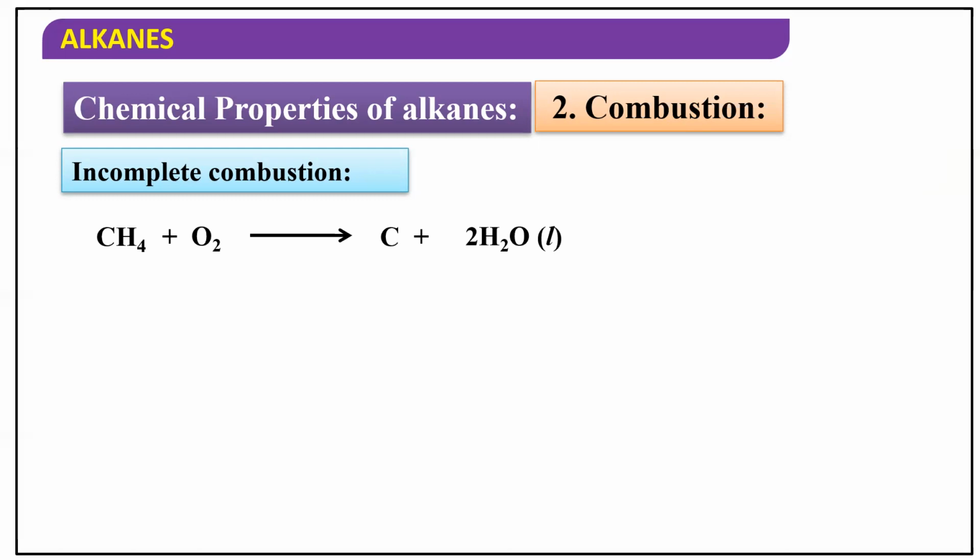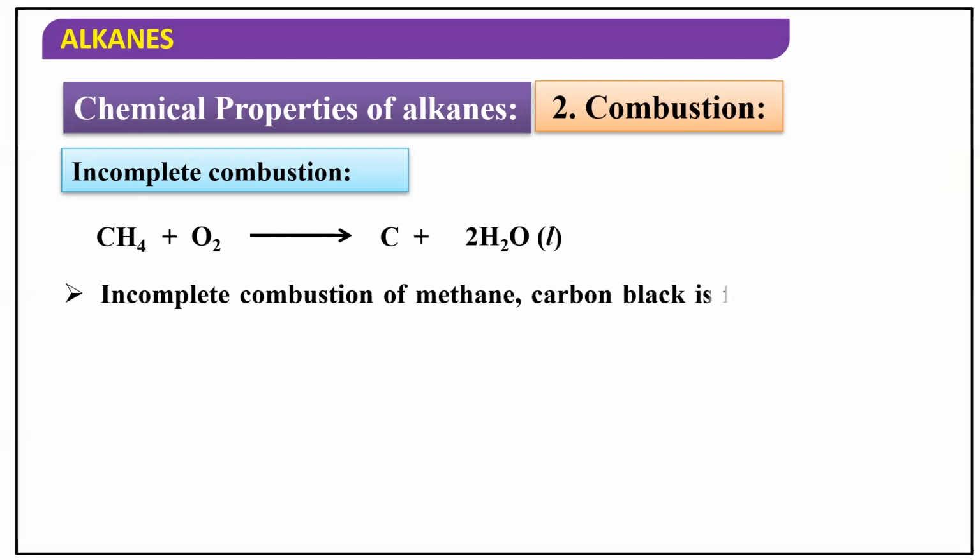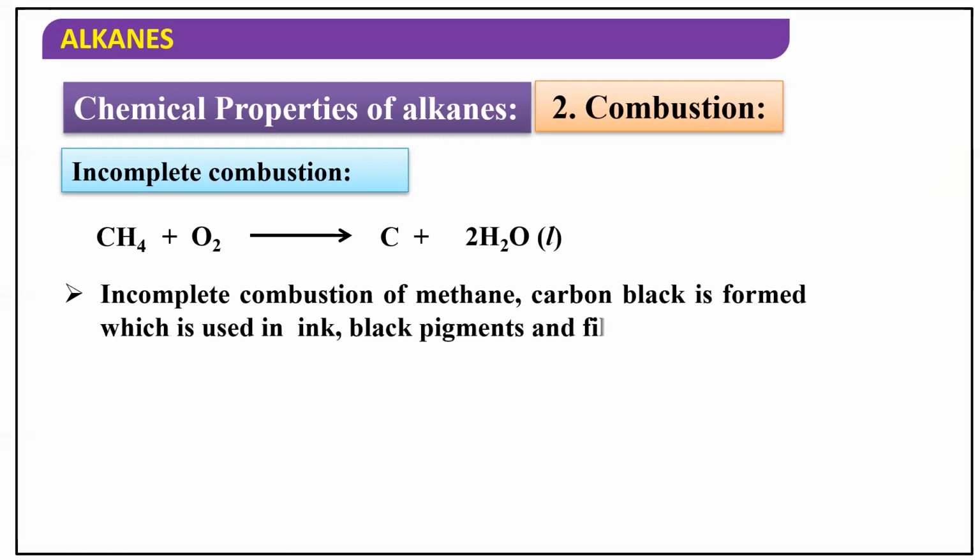When we looked at complete combustion, what were the products? Carbon got converted to carbon dioxide. Whereas in this case, carbon from methane is isolated as elemental carbon. This is incomplete combustion. So when incomplete combustion of methane happens, carbon black is formed. So we call this elemental carbon as carbon black.